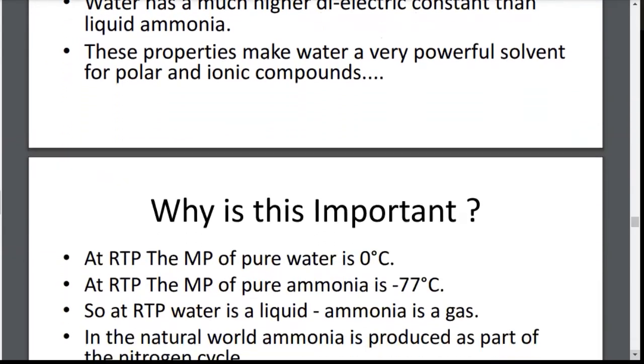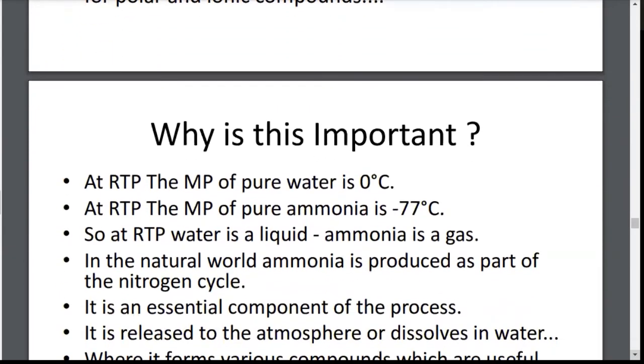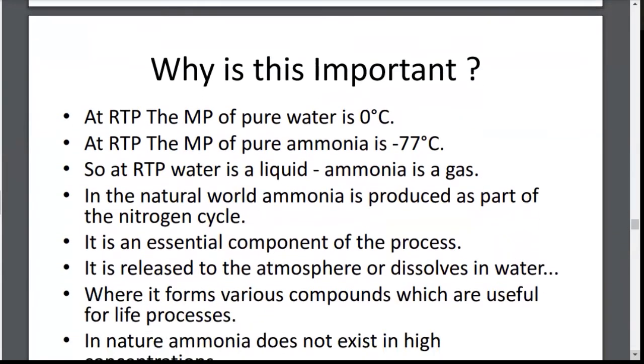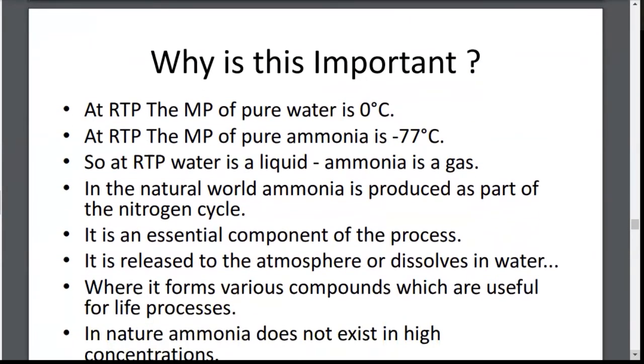At room temperature and pressure, the melting point of water is 0 degrees, while for ammonia it is -77. So water is a liquid and ammonia is a gas. In the natural world, ammonia is produced as part of the nitrogen cycle, an essential process you do at GCSE, and certainly if you go on to do A-level biology or chemistry.